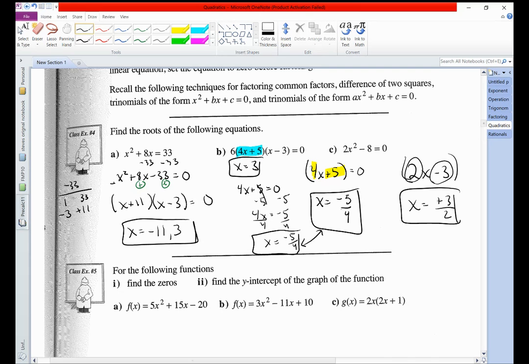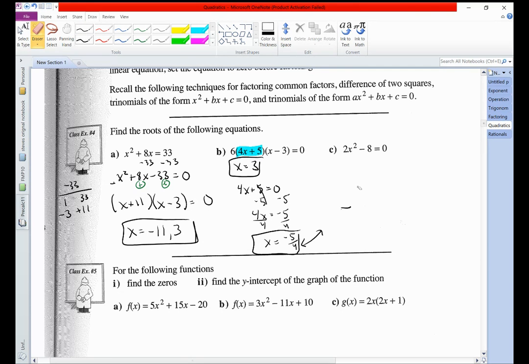Hopefully that makes sense. I'm going to erase this because I actually do want to do question C. Let's erase that. In C, you can have a look here. It's a binomial. We can check for perfect squares, but it's not. So the first thing we should have done actually is factor out the greatest common factor. We can pull a 2 out, and we're left with x squared minus 4. And then you can see that this is a difference of perfect squares.